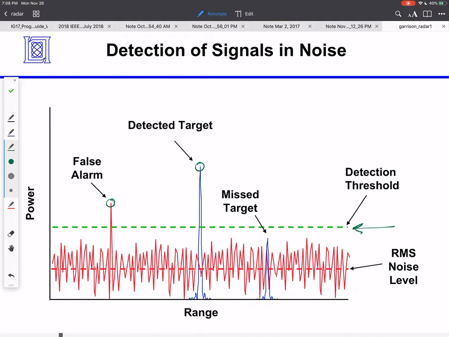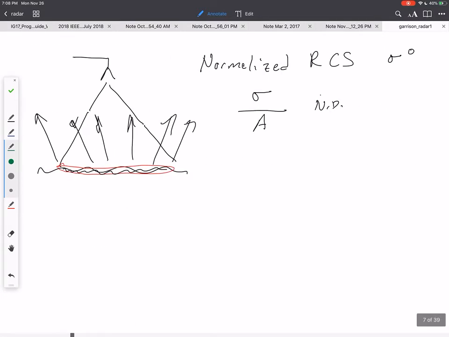This is what I would hope to see. If there is a target, the return is going to be high enough above the noise that I have a range of detection thresholds that will allow me to detect it and not give me a false alarm. Of course, if I raise my detection threshold too high, or my target has too low of a signal to noise ratio, I may miss it. Okay? So signal to noise is going to be an important quantity, just like it was in the communications link budget. And now we're going to look at a link budget for radar, or what's called the radar equation.